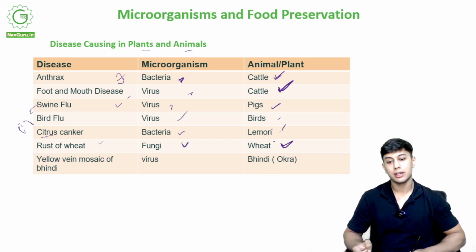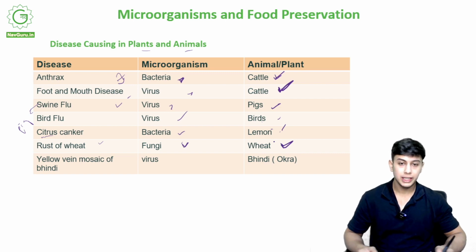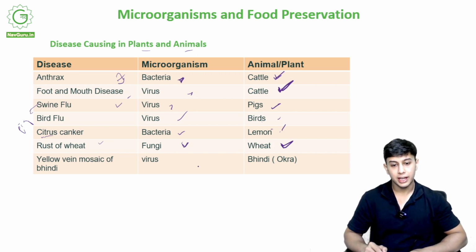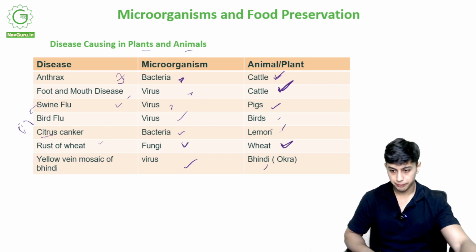Yellow vein mosaic of bhindi. So the leaves of the bhindi, the okra, the ladyfinger plant, will have veins that are yellow in color. This is a virus that affects bhindi, okra. I'll show you pictures.